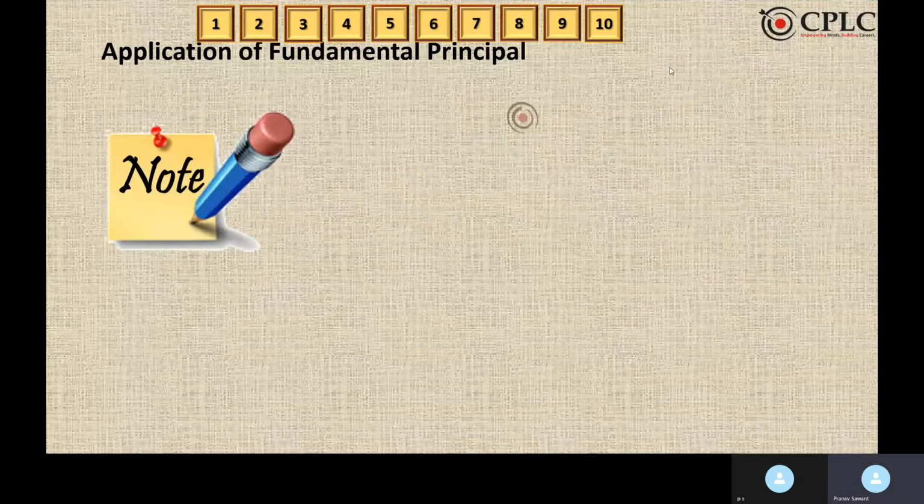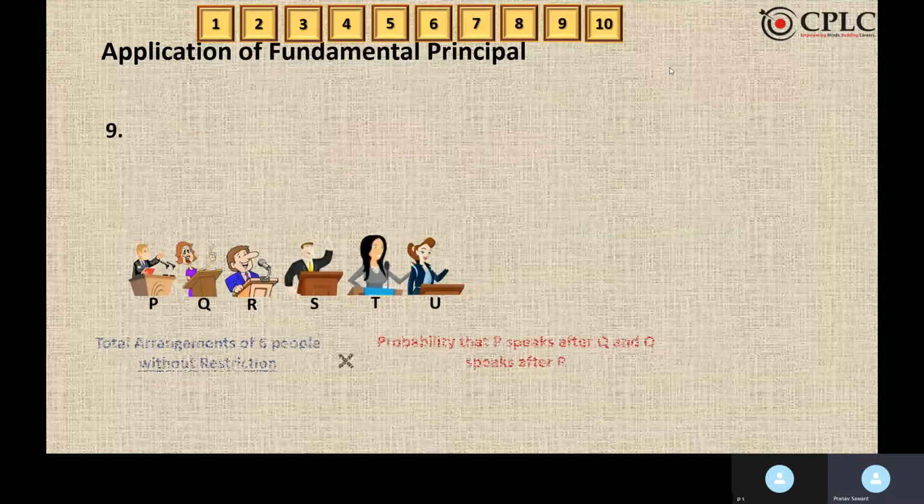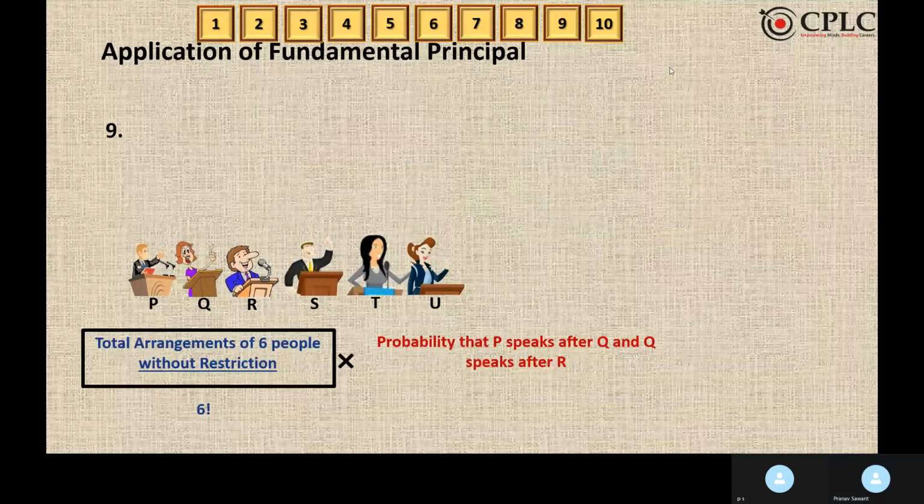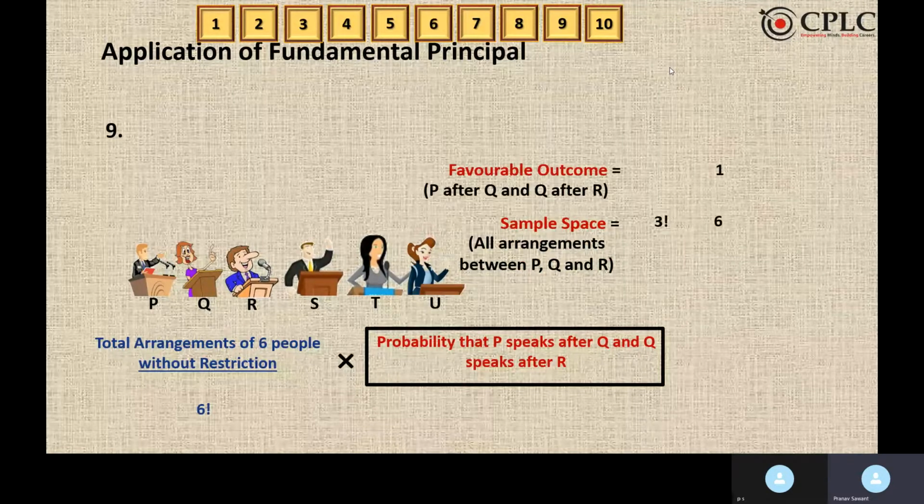Moving to the next question. Before that, over here, the total number of arrangements with restriction is equal to total number of arrangements without restriction into probability of restriction. So this is an important formula. Now, total number of arrangements of 6 people without restriction is going to be 6 factorial. Probability that P speaks after Q and Q speaks after R is basically, probability is favorable outcomes upon sample space.